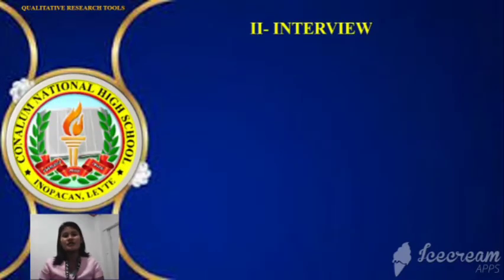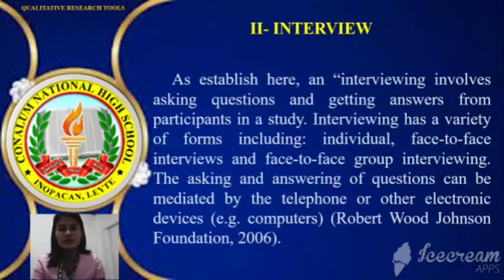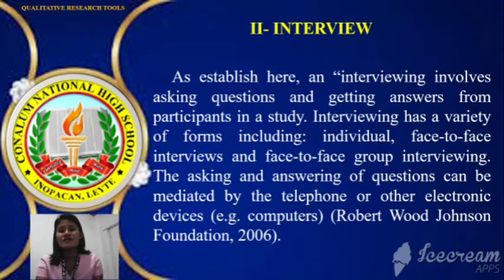Okay, so let's go to number 2. Qualitative research tool number 2 is interview. From observation to interview. An interview involves asking questions and getting answers from the participants in a study. Of course, interview means asking and then someone will answer.